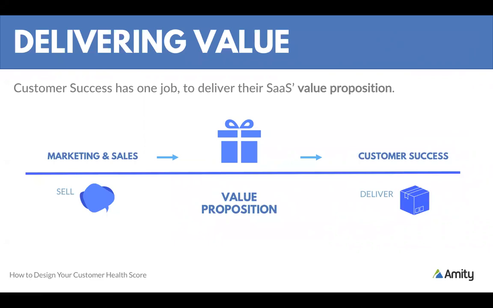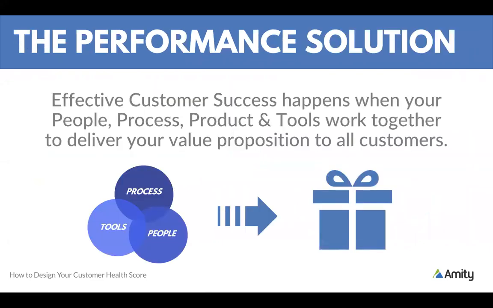Okay? So what needs to happen is that your people, your processes, your tools, they all need to work together. They need to be aligned to delivering your value proposition, both at a macro level for all of your customers, all of your segments, all of your industries, all of your products, and at a micro level for this particular customer, or this particular new user. And the magic comes when you get these aligned.